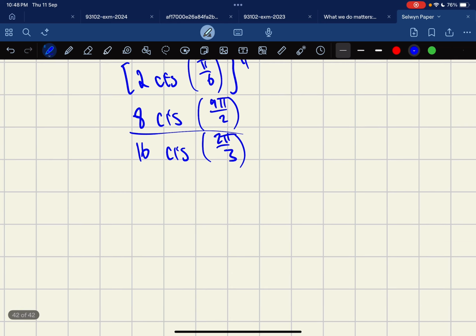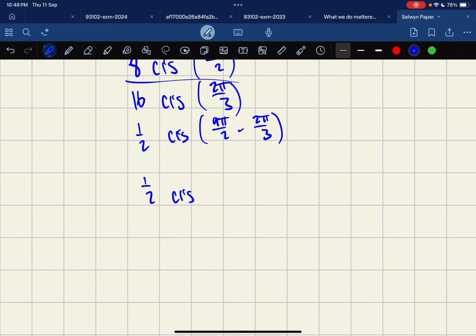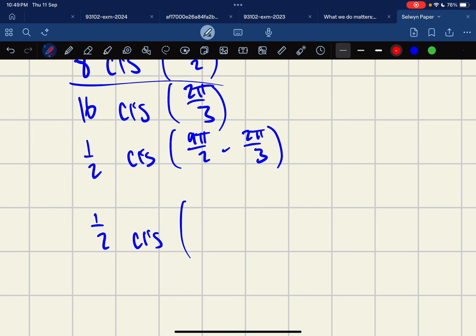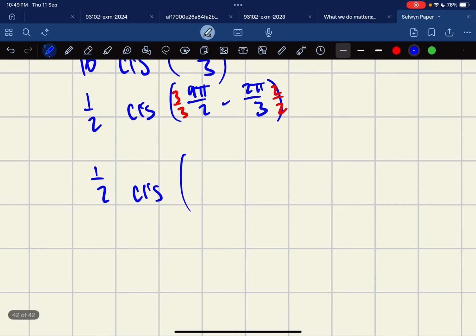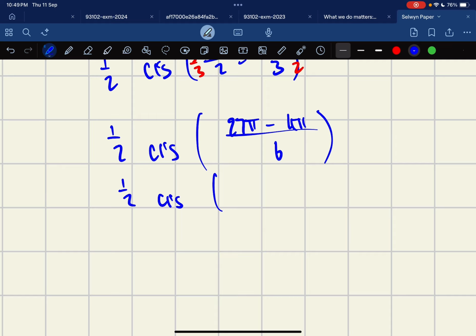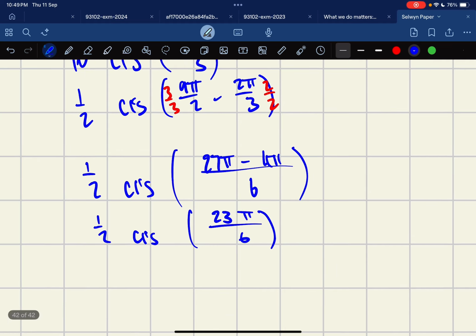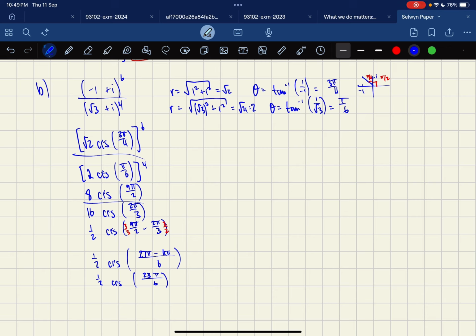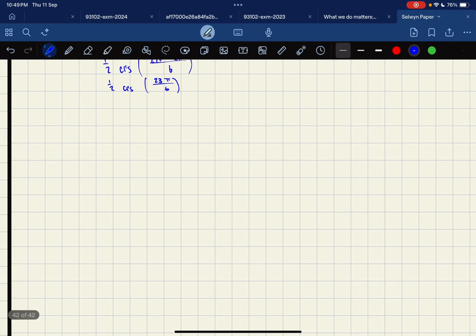And then because it's two polar forms divided by each other, this is going to be 1/2 cis of 9 pi over 2 minus 2 pi over 3. In order to take the difference between them, you need to make the denominators equal to each other. So you multiply this by 3 over 3 and this one by 2 over 2. So you're left with 27 pi minus 4 pi over 6, which gives you half of cis of 23 pi over 6. Okay, on to part C.